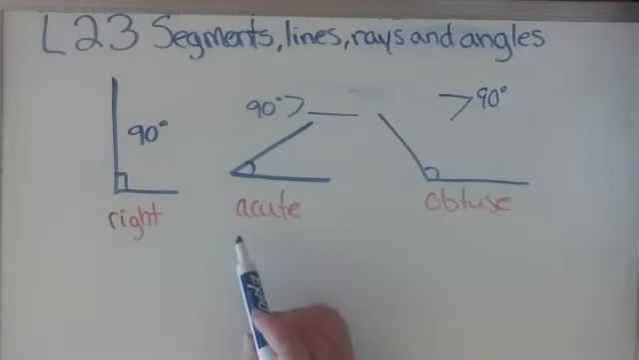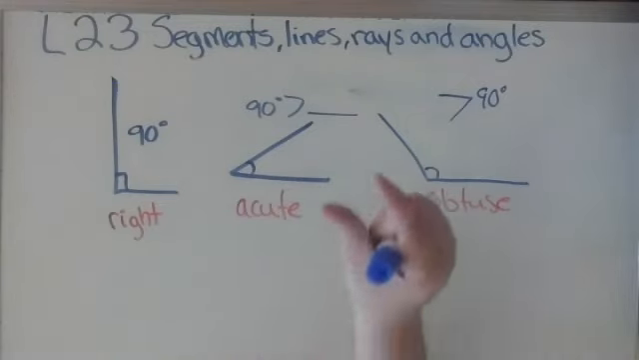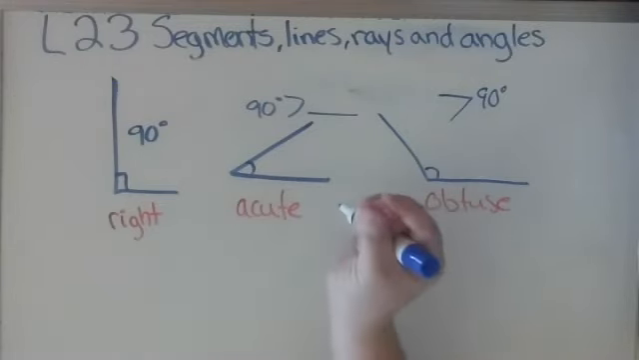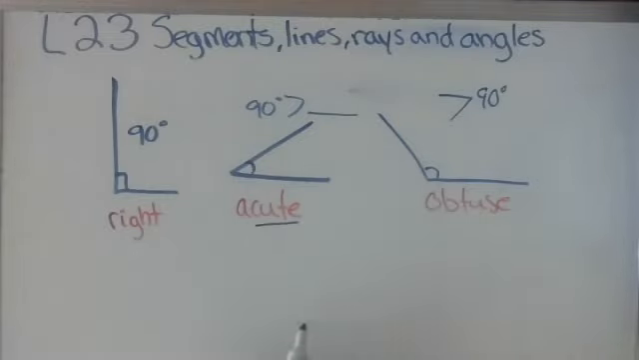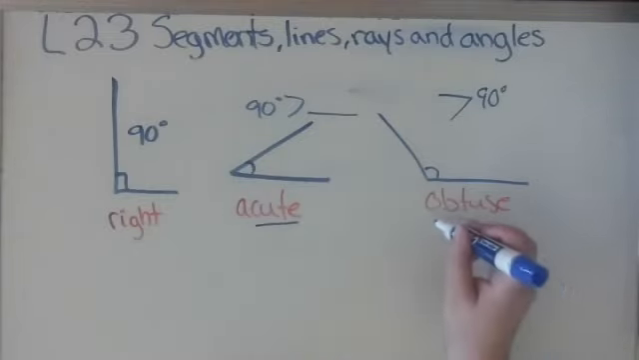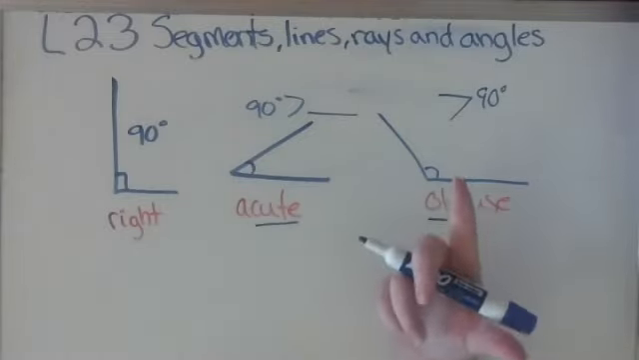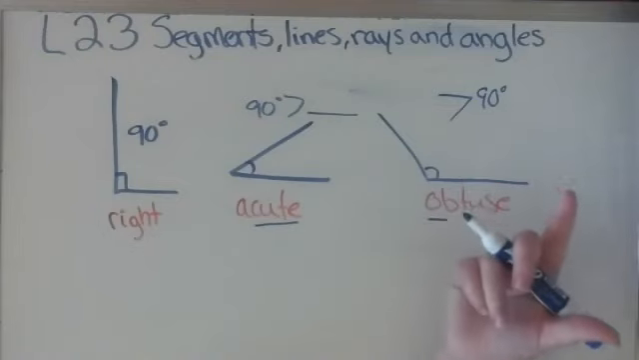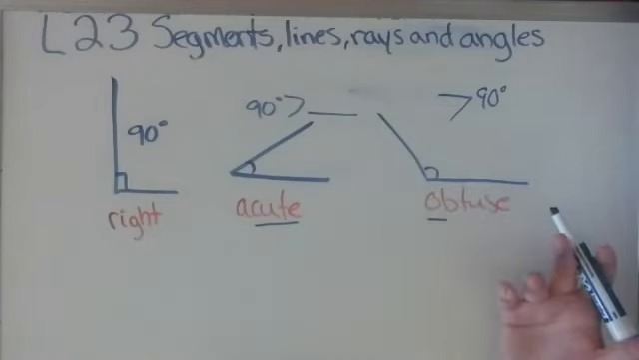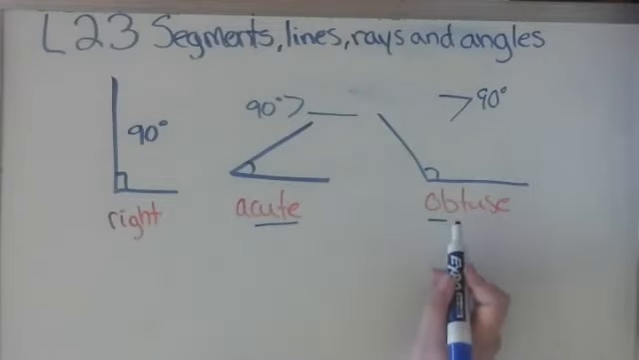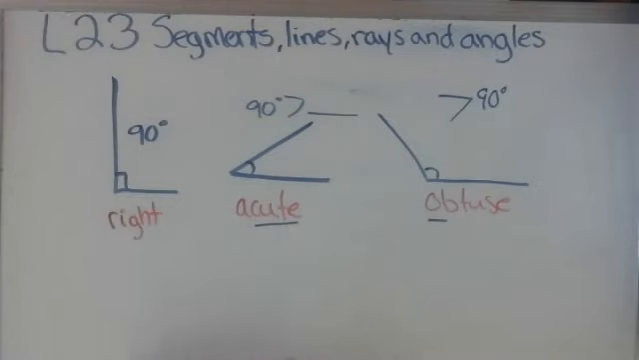Acute, I like to think of it as a cute angle. It is small, therefore it is smaller than 90 degrees because it is cute. Obtuse is obese. So it is bigger than a right angle because it is obese. So smaller, bigger, right angle. And those are your angles. That is segments, lines, rays, and angles, lesson 23, Saxon 4.